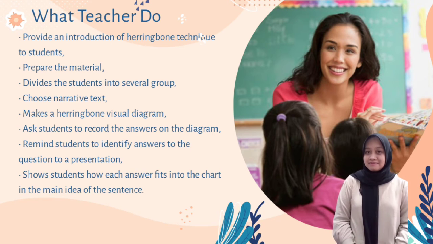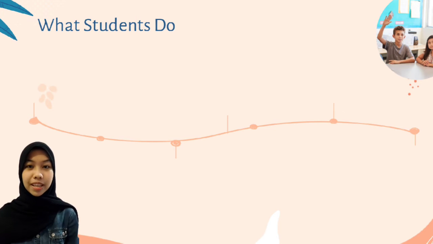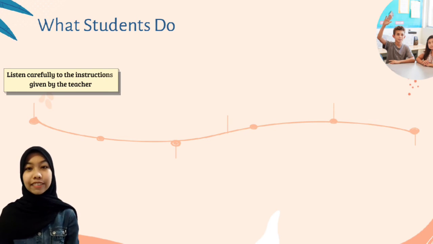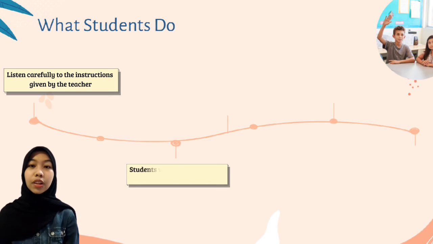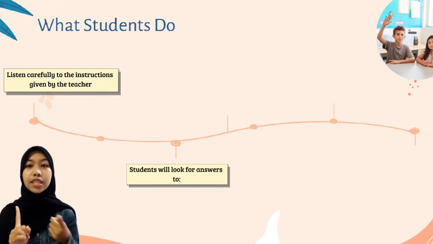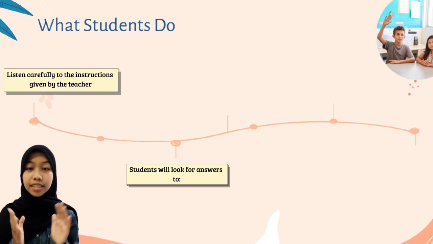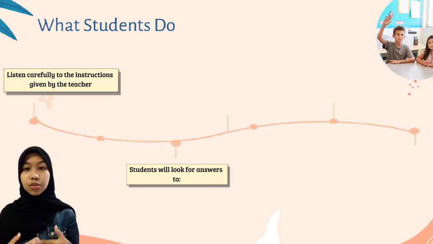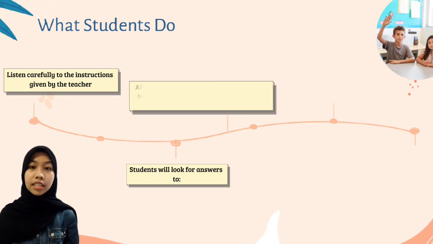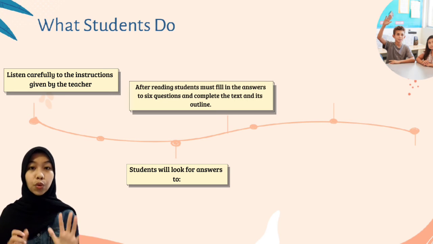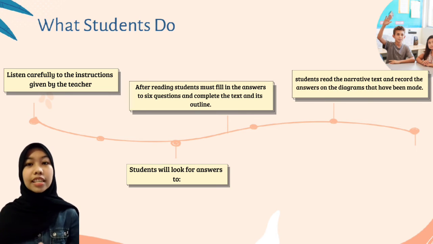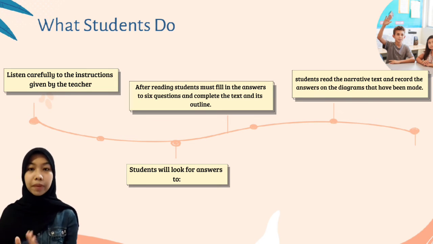Next material is what the students must do. Listen carefully to the instructions given by the teacher. First, students will look for answers to several questions like who is the writer talking about, what does the character do, when does the character do it, where does the character do it, how does the character do it, and why does the character do it. After that, after reading, students must fill in the answers to the 6 questions and complete the text and its outline. To answer these questions, students read the narrative text and record the answers on the diagrams that have been made.